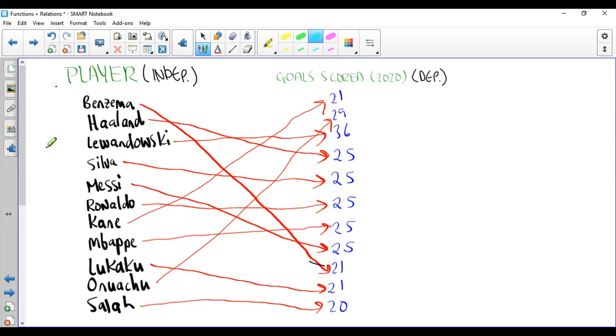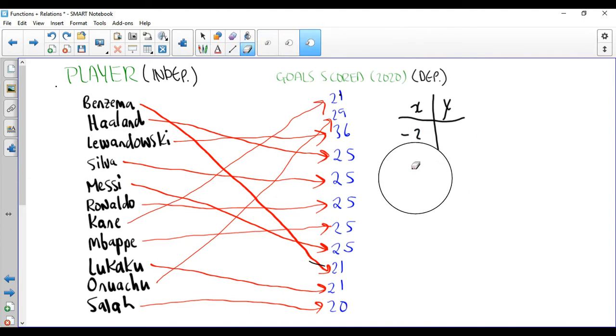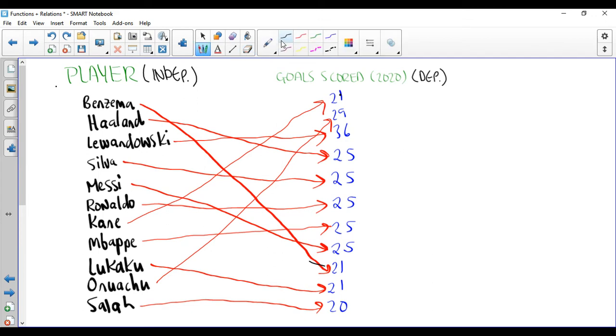Now, again, we talked about how I can represent this mapping diagram in other ways. What we can do is, like before, you'd have a table of values, x's and y's, right? And you'd have -2, -1, 0, 1, 2, and you put whatever values there. But I can literally do the same thing for this situation here.